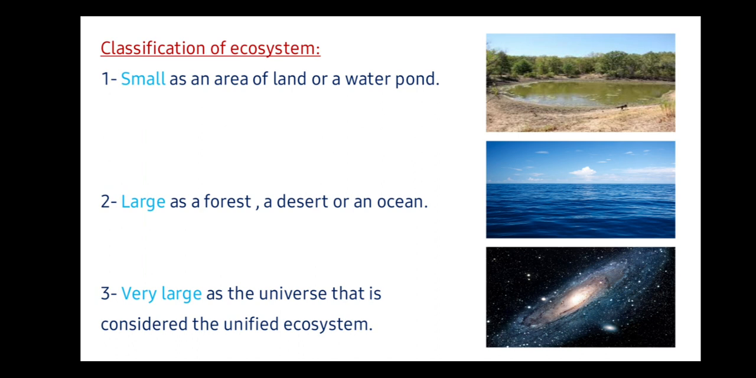So we have small ecosystems like a pond and land. Number 2, large ecosystems like ocean, desert, and forest. The last type, very large ecosystem, consists of many more members, like the universe, and it is considered the unified ecosystem.